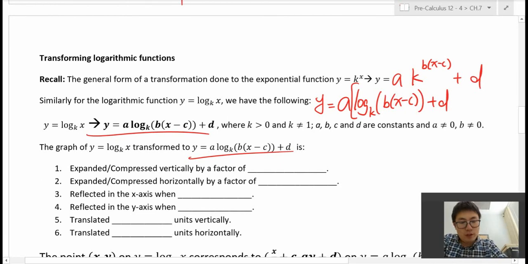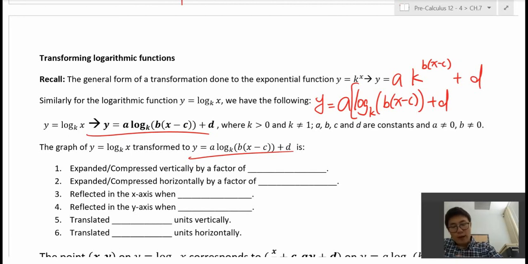So k is bigger than 0. Again, the base has to be bigger than 0 and not equal to 1. A, B, C, D are just constants, and A and B cannot equal 0, because otherwise we're going to end up with log of 0, which doesn't do anything. Actually, you can't even log 0, so that doesn't make any sense. And A cannot equal 0, otherwise the whole function becomes 0, so it becomes a horizontal line, right? So then that doesn't work either. So A and B cannot equal 0.